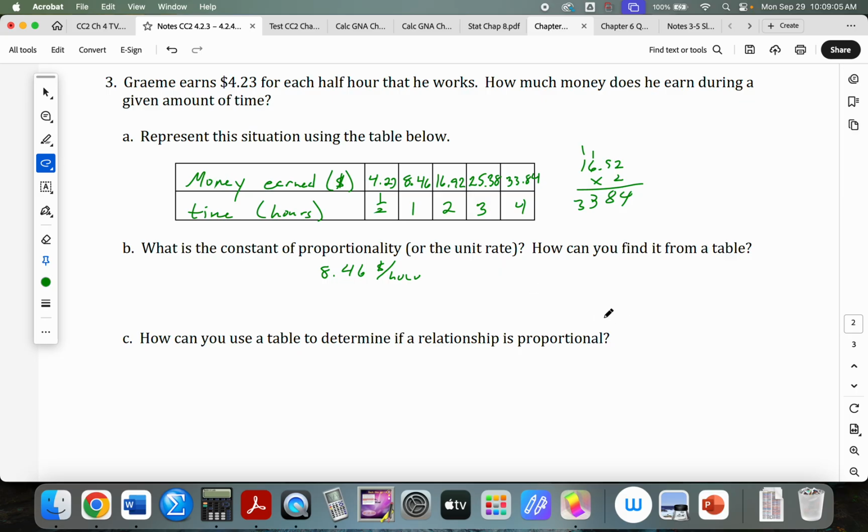How can you find it in the table? Well, you just look for where the dollar or the time is 1. So find the dollars when time is 1.